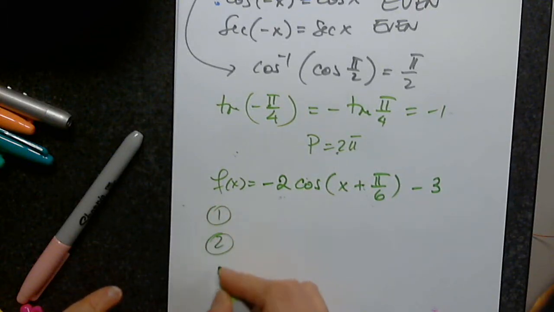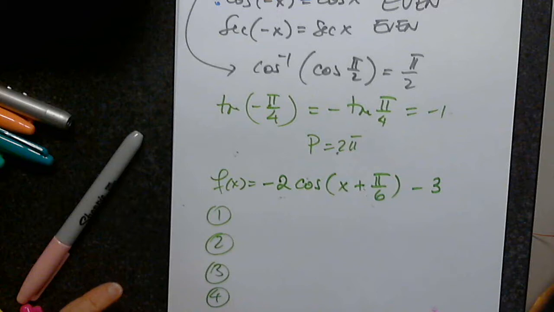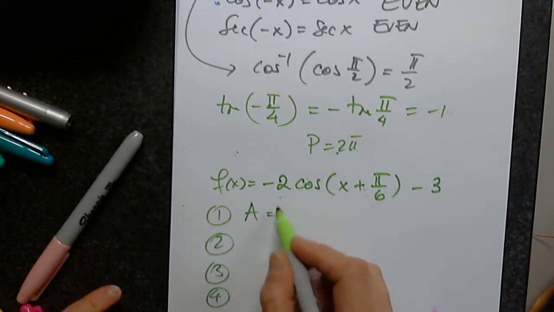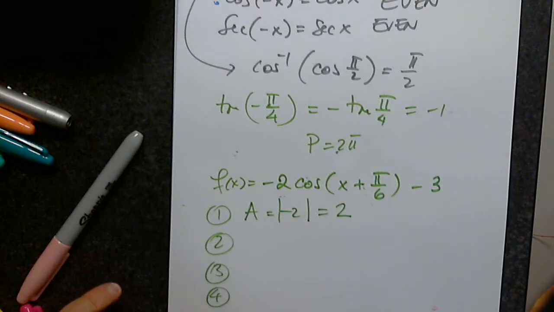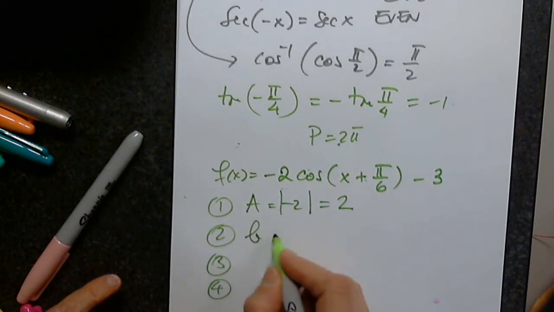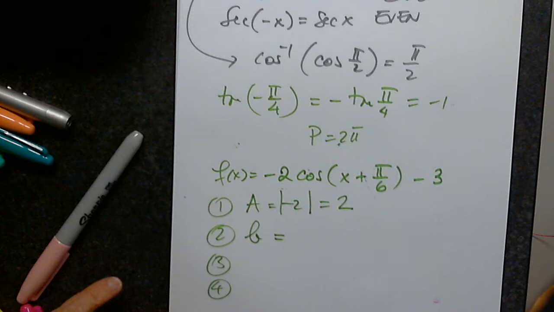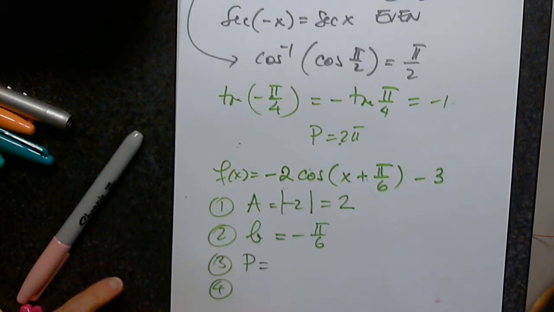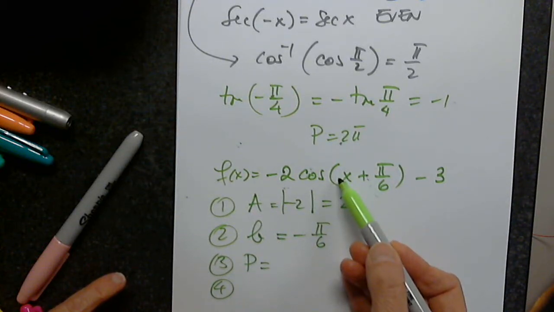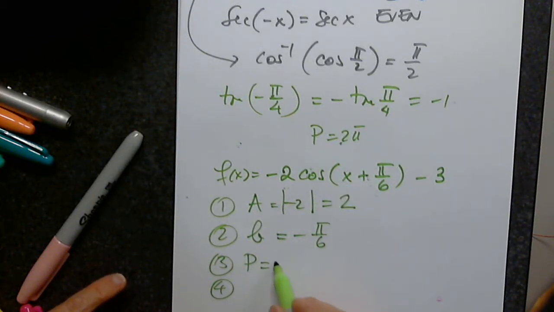Same questions. The amplitude for this function is? 2. Yes, the absolute value of negative 2, which is 2. The phase shift for this function is? Negative pi over 6. Very good. The period for this function is? Same thing, 2 pi divided by the coefficient of x, 2 pi.